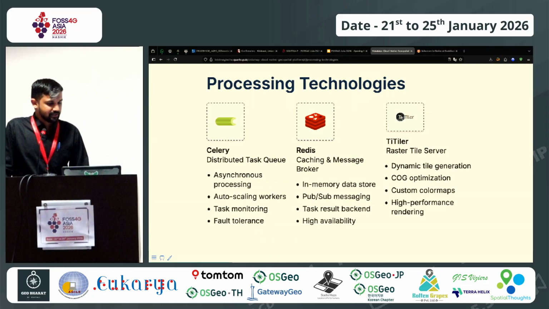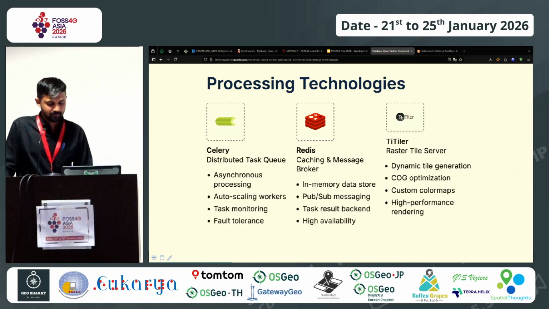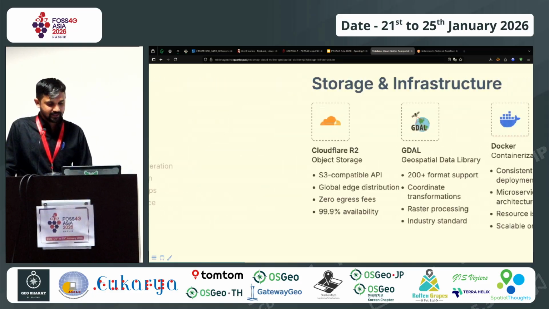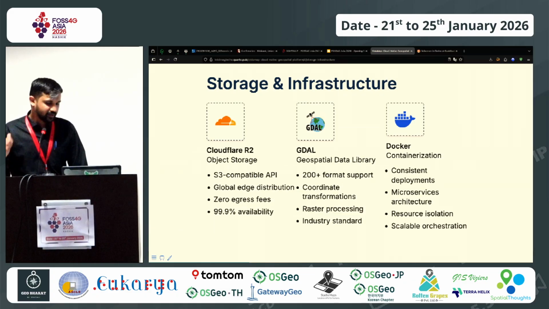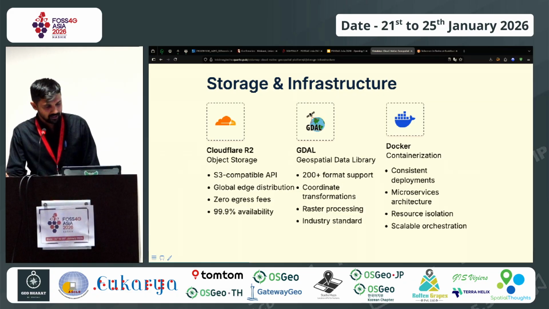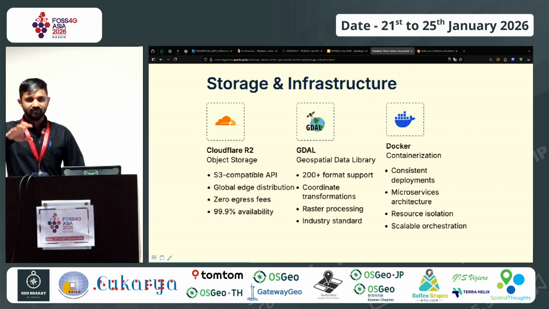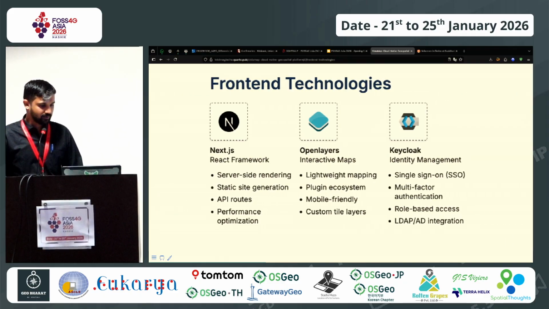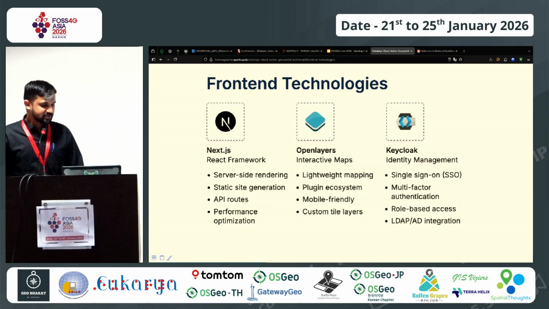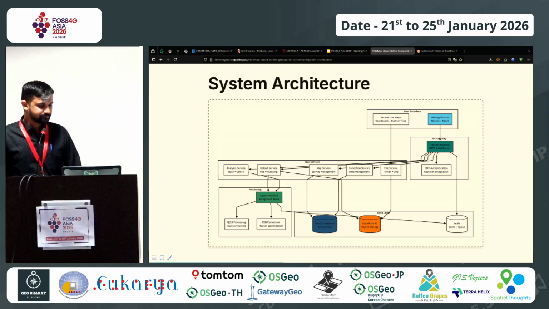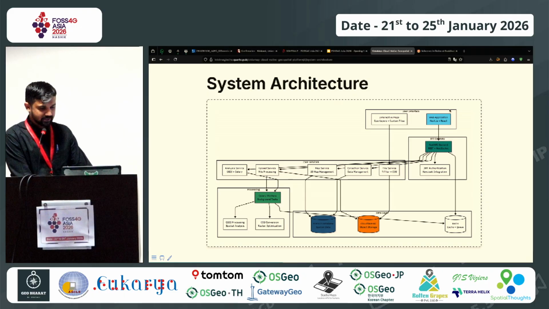Processing technologies: Celery for distributing the task, Redis for caching and message brokering, and then T-Tiler for raster tile serving. Our infrastructure right now is that we are using Cloudflare R2. We are using GDAL for a lot of our internal checks, and then we have made the entire Dockerization of this tool. Front end, we have used Next.js, OpenLayers, and Keycloak. And this is how the system architecture looks like.